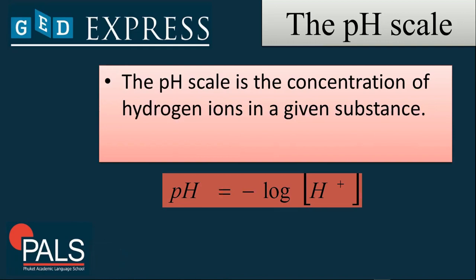Now, the pH scale is the concentration of hydrogen ions in a given substance. pH means power of hydrogen. So if you're going to compute for the exact value of the pH of a substance, pH is equal to negative log times the hydrogen concentration of that substance, or the hydrogen ion concentration given on that substance.